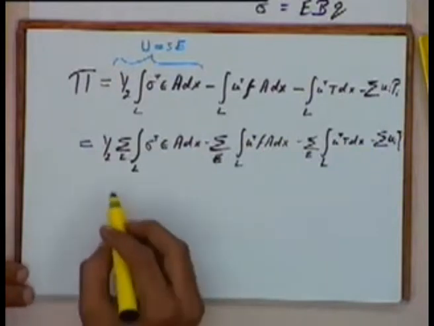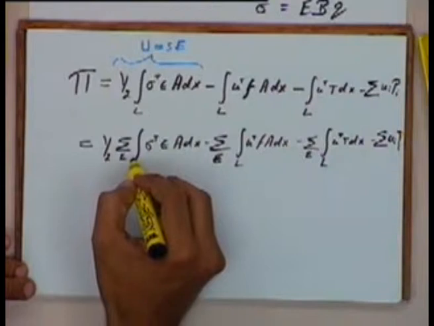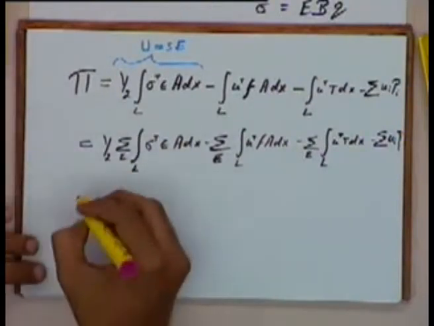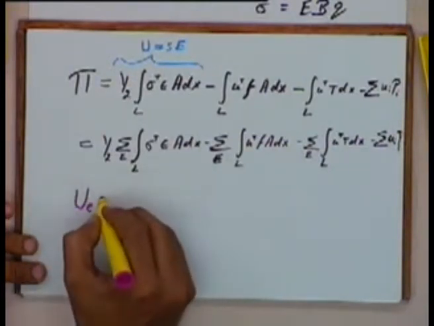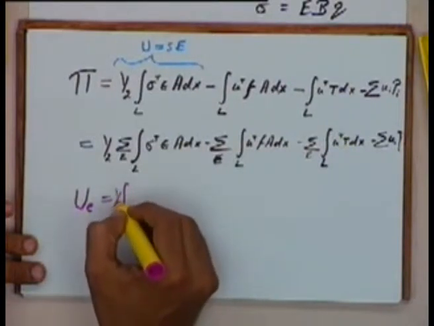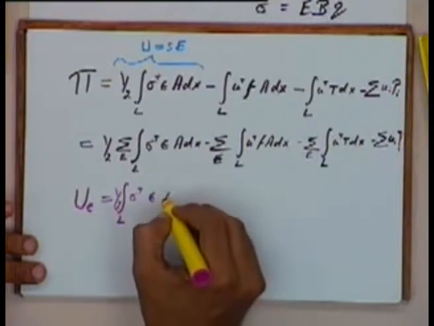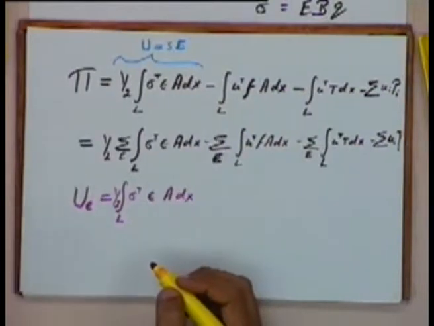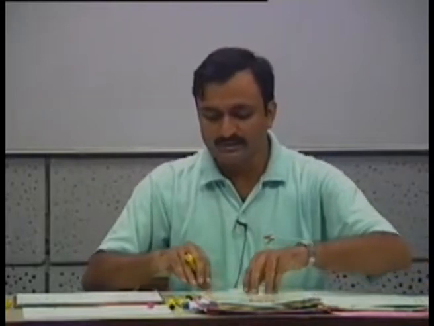Okay, so if I take each of these terms separately, let's first take the first term, that is the strain energy U in the element. So this strain energy in the element is equal to half of the integral over the length of sigma transpose epsilon A dx. Okay, let's try and evaluate this integral.